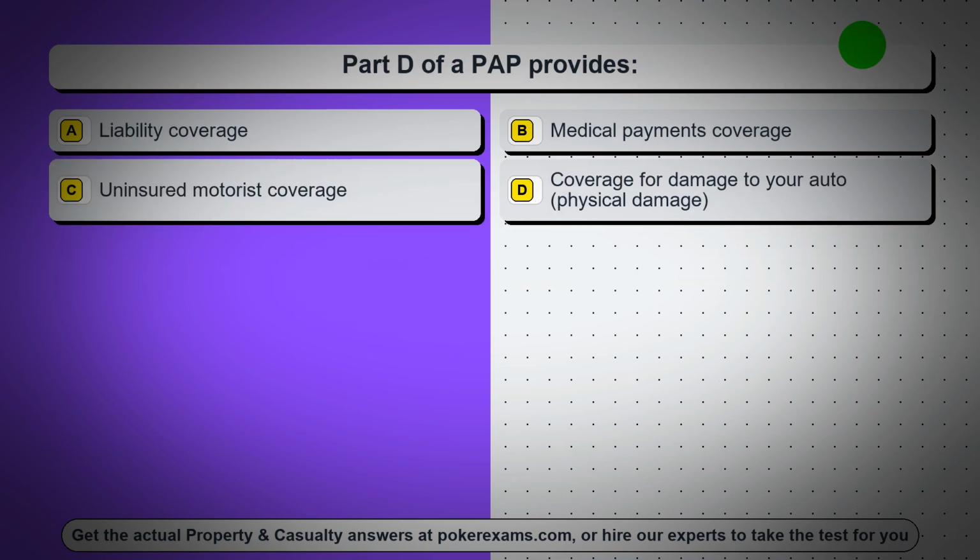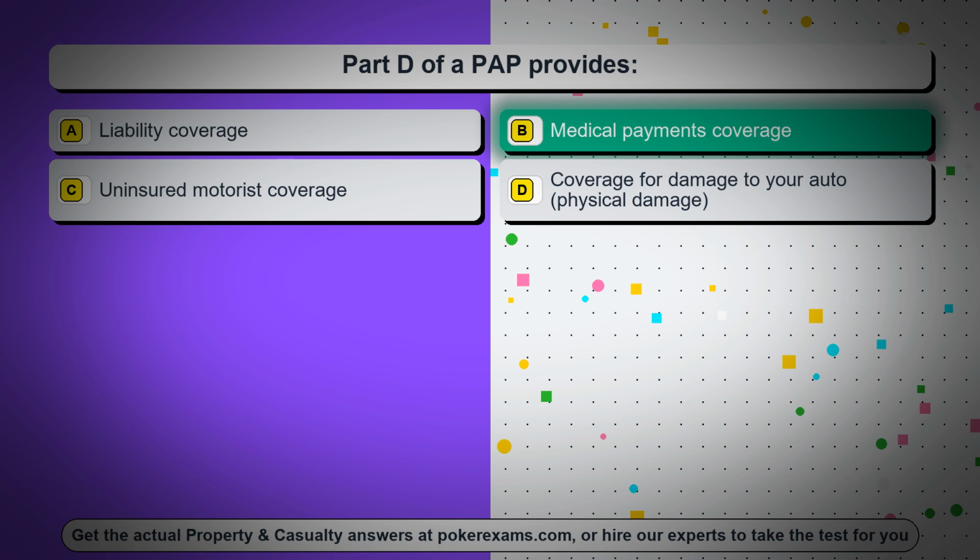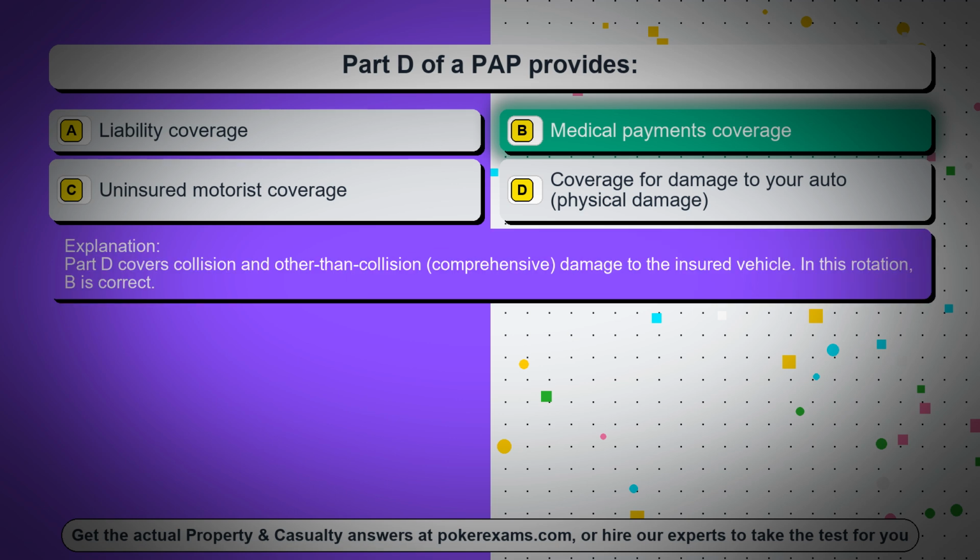Question 81. Part D of a PAP provides option A, liability coverage. Option B, medical payments coverage. Option C, uninsured motorist coverage. Option D, coverage for damage to your auto, physical damage. The correct answer is option B, medical payments coverage. Part D covers collision and other than collision, comprehensive, damage to the insured vehicle. In this rotation, B is correct.